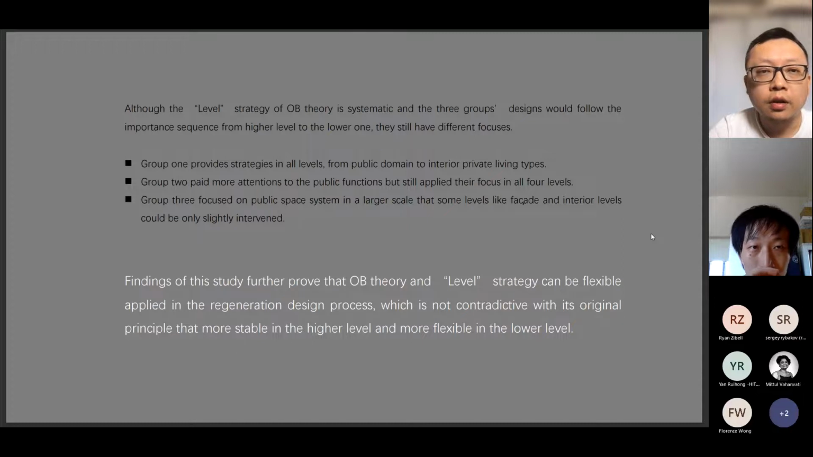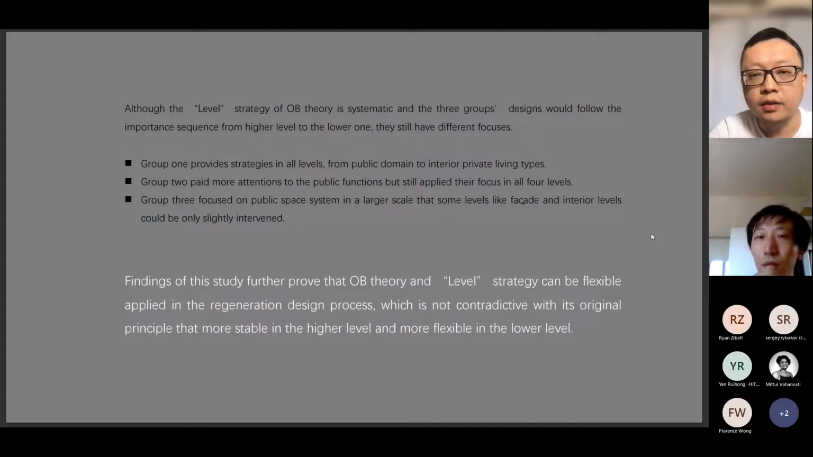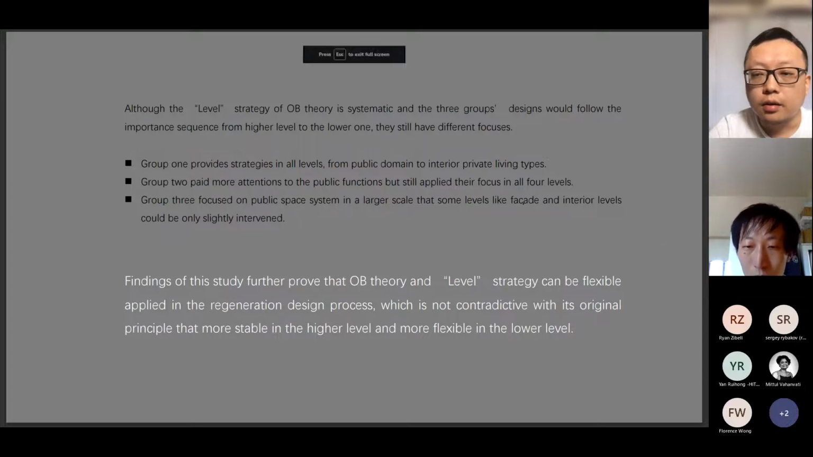The final conclusion, or major finding of the paper, is that open building theory and the level strategy are targeted to adapt to the desired needs of the residents and the uncertainty of society. But when we applied this method and level strategy to the design course, we found that the method itself is also flexible and can be applied in different circumstances of design targets. So that's my presentation. Thank you.